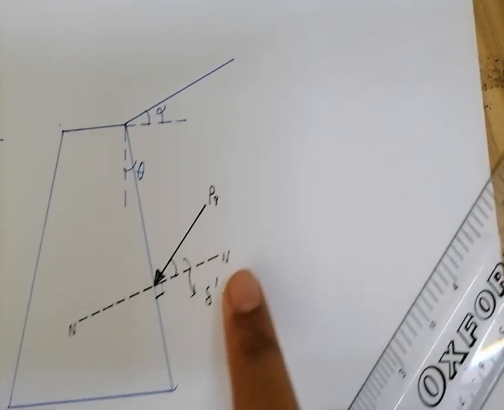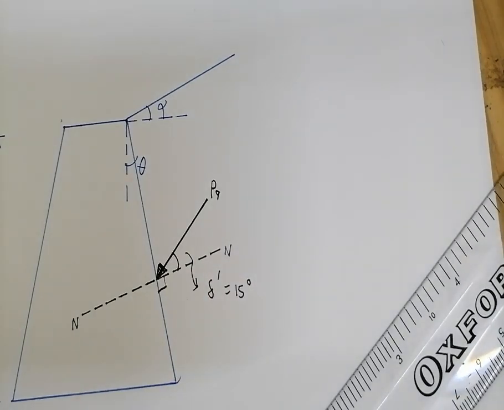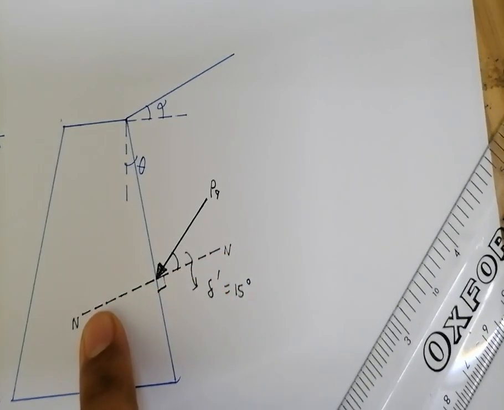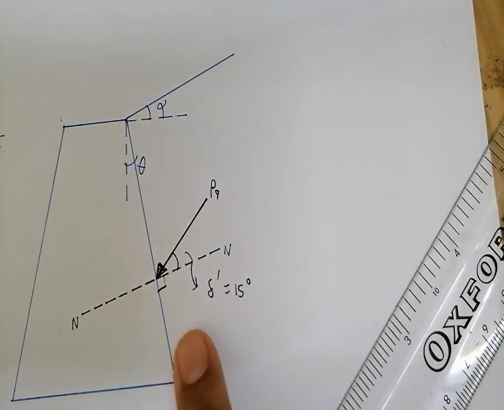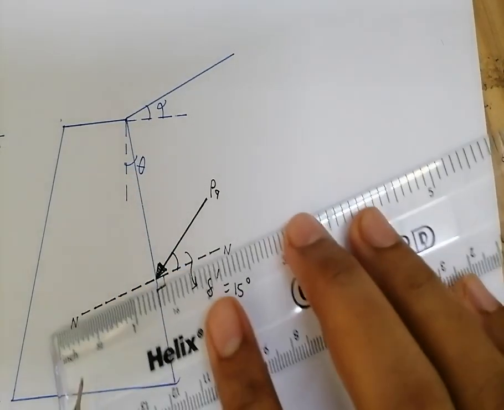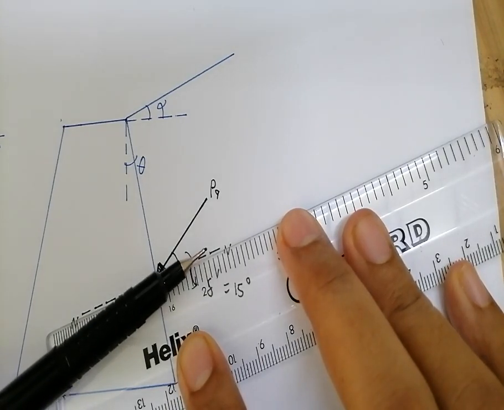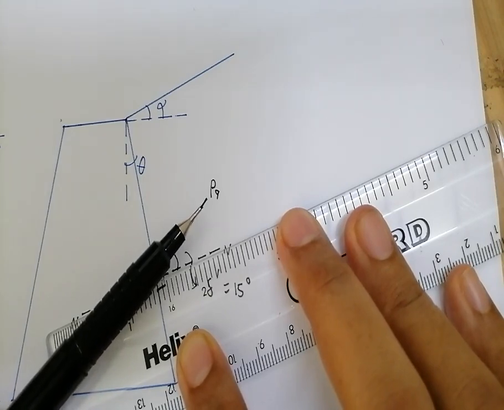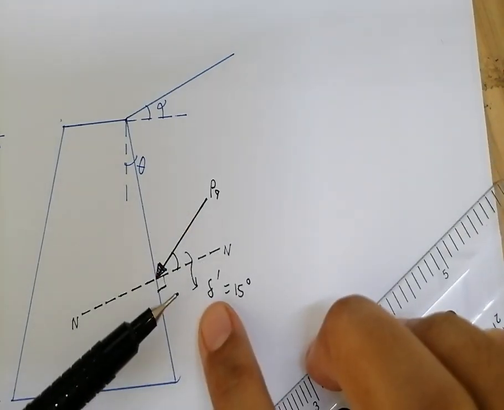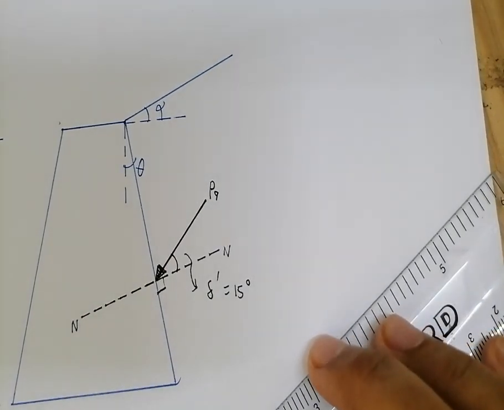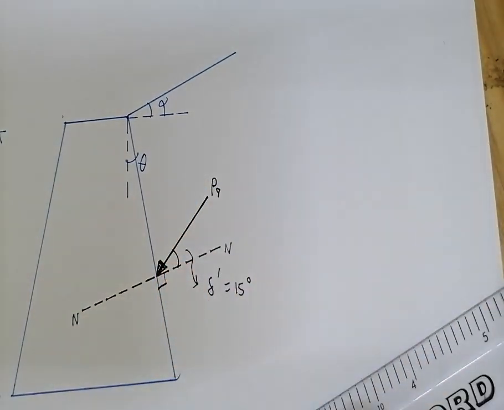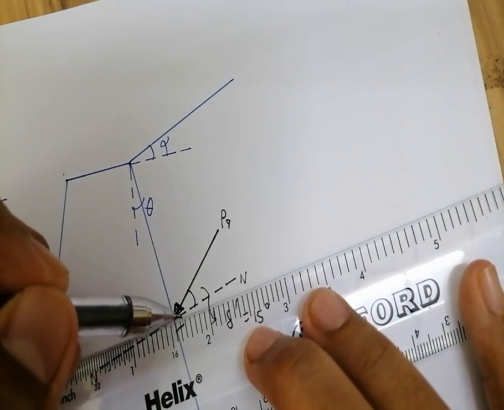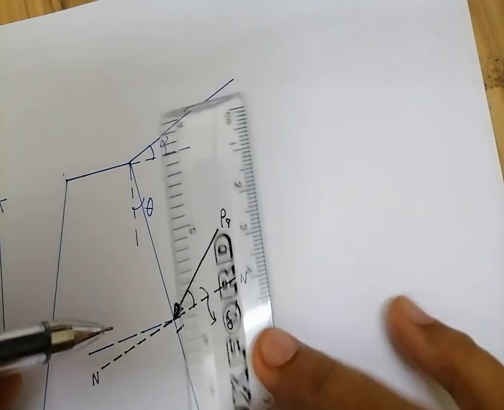All right, remember, I repeat, first to show the direction of our PA, you draw a normal line. A normal line means it will make a 90 degree to the surface of the wall. Okay, 90 degree, and then from this line, PA is located at an angle of 15 degree, which is equal to the value of the wall friction angle. Okay, so this is our PA.